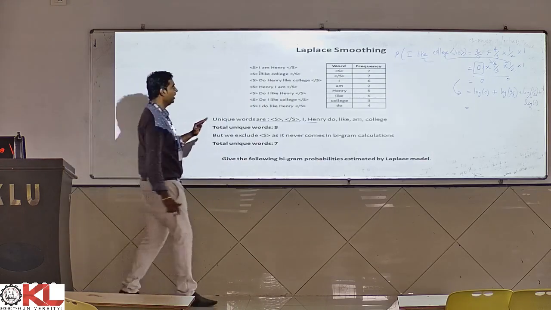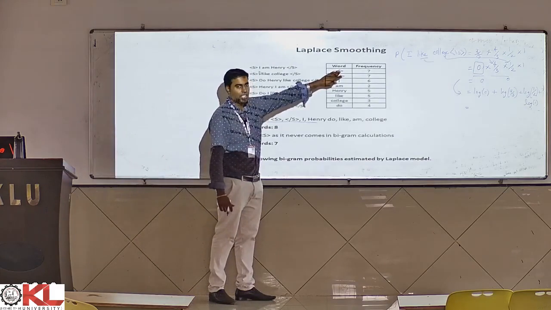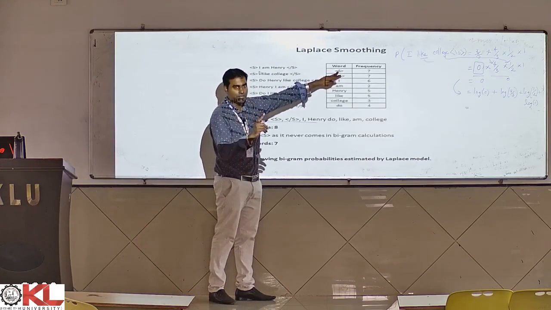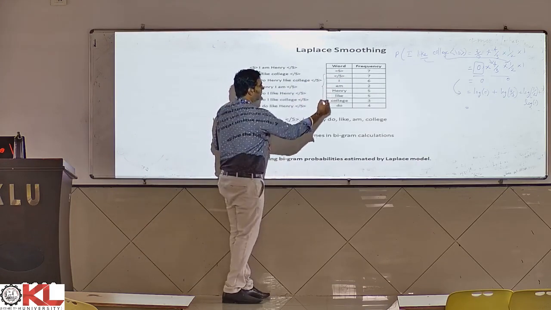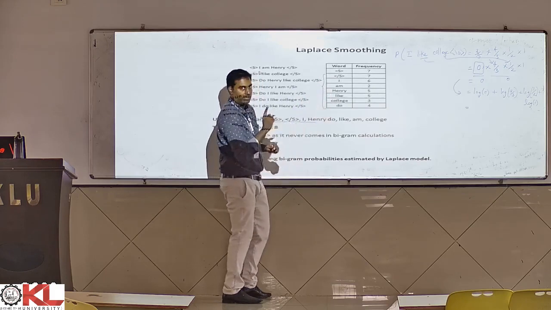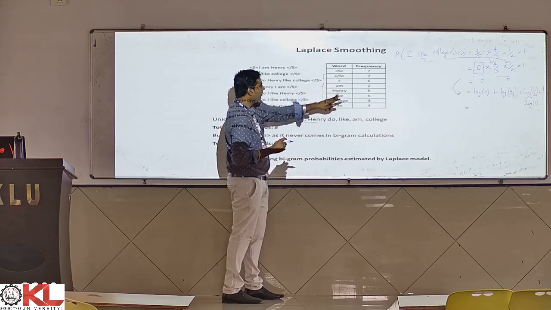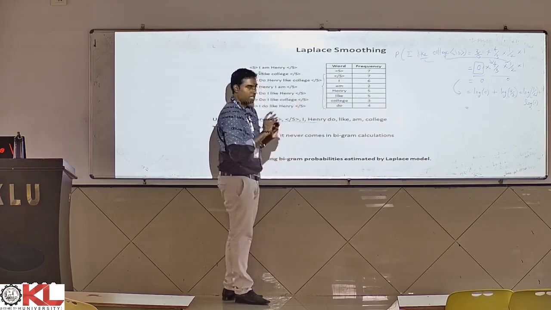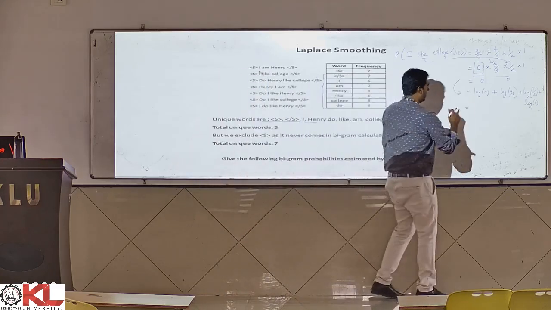Here, leave the start of sentence, because it occurs only one time. Apart from the start of sentence, how many unique words are present in the given corpus? 1, 2, 3, 4, 5, 6, 7. Seven unique words are present. Keep it. Now, what we are doing here, one minute.